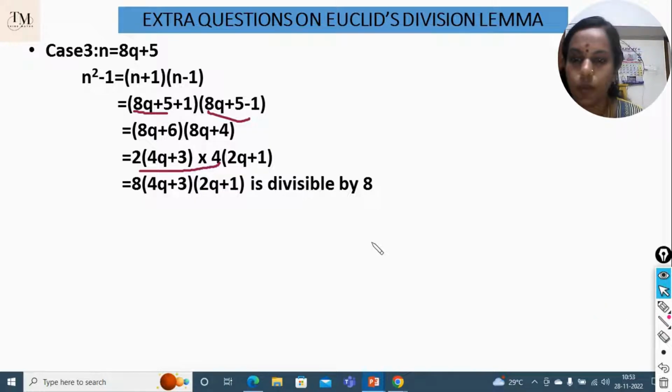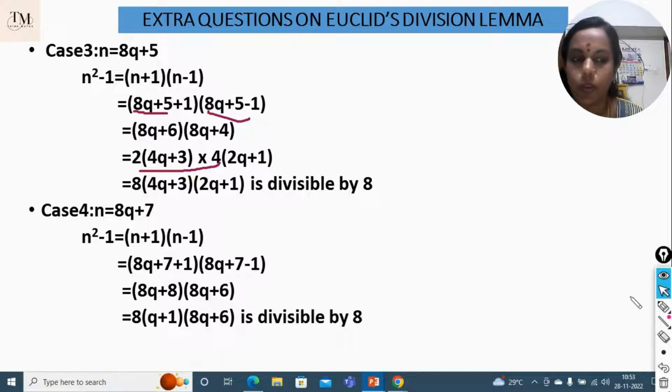So next, case 4, n is equal to 8q plus 7. So instead of n, we substitute 8q plus 7. So 7 plus 1 is 8, 7 minus 1 is 6. So here we take 8 outside: 8 into q plus 1, and the remaining values are written as such. So 8 is common here, so n square minus n is divisible by 8.